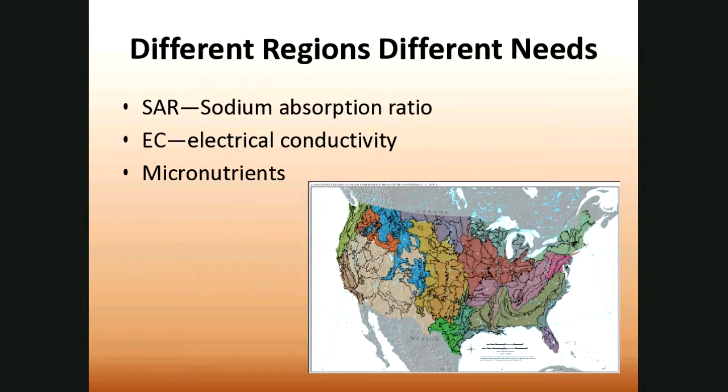Different regions have different needs. Recently, I was showing someone the report that we supply for our cover crop people, and there was a question about electrical conductivity and sodium absorption ratio. While our laboratory does those analyses, we didn't do them for our cover crop people in our state because these are not issues in our state, but different issues will arise in different regions within the country. There are micronutrients, there may be others as well.